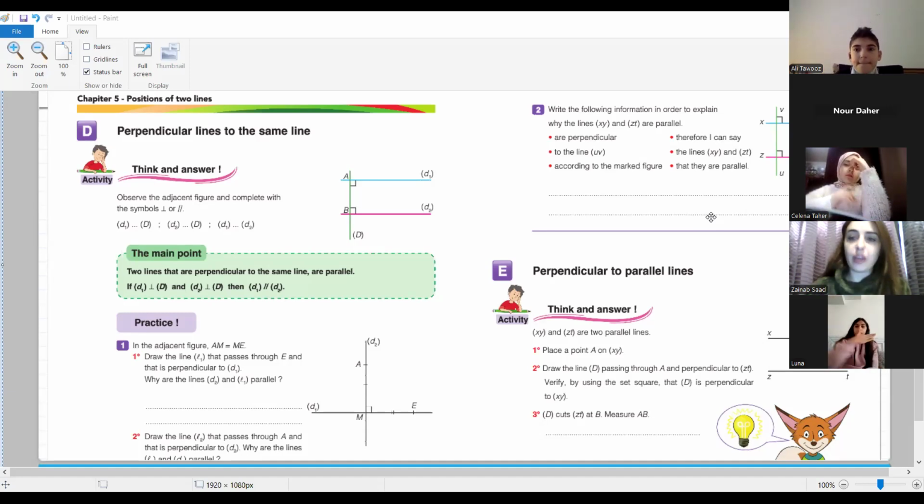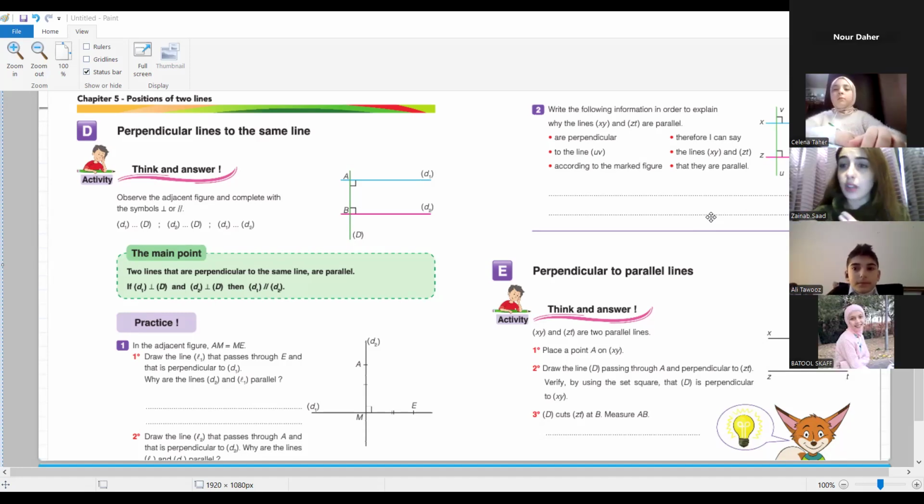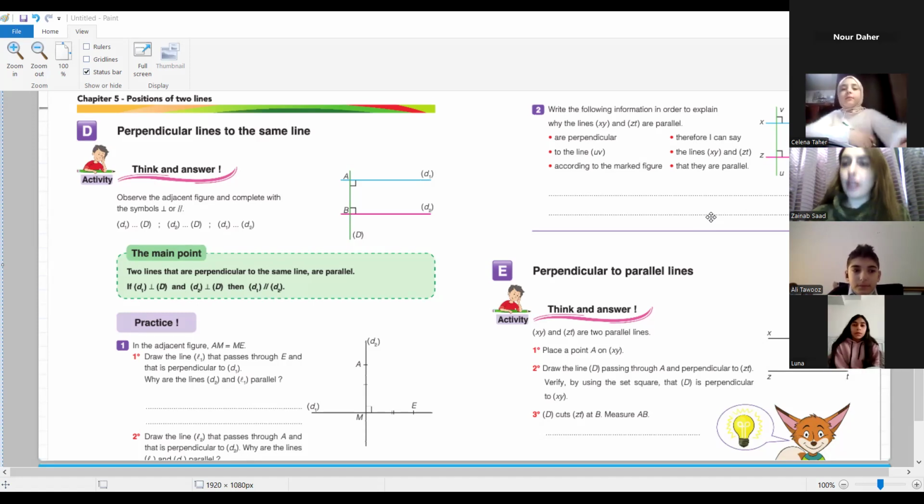between each other, because when they make a 90-degree angle with the same line, it means that they are really straight. They won't meet together and they don't intersect. They will not intersect and they won't have any common point. That's why they will be parallel.